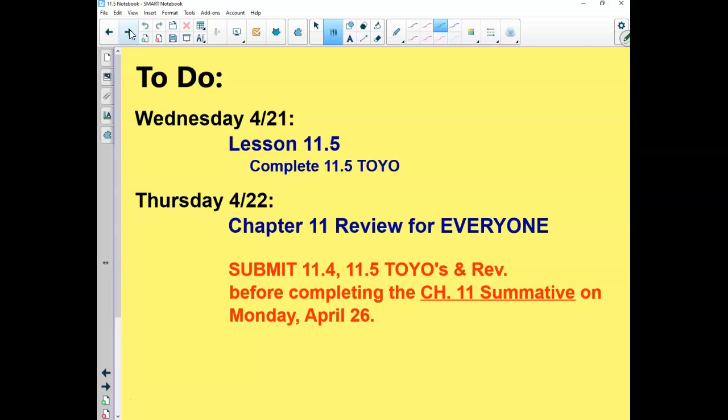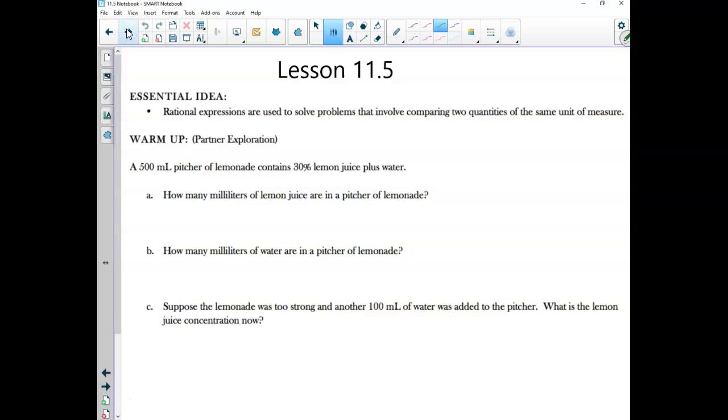Tomorrow is chapter review live for everyone there. If you got questions, make sure you got them from Mr. Myers or myself. And then between Friday, Saturday, or Sunday, you are going to need to submit your 11.4, 11.5, try on your own, and your Chapter 11 review before you complete your summative for Chapter 11 on this Monday, April 26th, all right? So here we go.